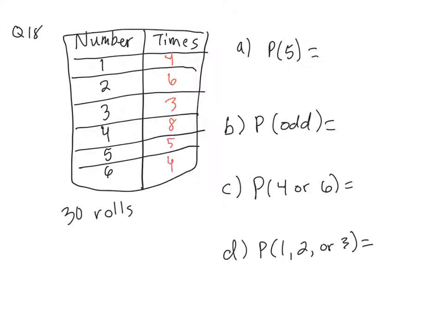And A asks you to find the probability of 5. Well, 5 was rolled 5 times out of a total of 30. So we can simplify that to 1/6.